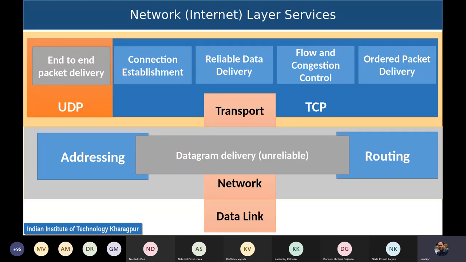So the broad functionality of the network layer is datagram delivery, which is unreliable. TCP provides reliability on top of that, as you have already learned. But while supporting datagram delivery, broadly we need to think of two aspects. One is addressing, how to uniquely identify every individual host in the network. And the second part is routing, how to route a packet from one known host to another known host. So in the entire discussion of the network layer of the protocol stack, we'll primarily look into how we do addressing and how we do routing.